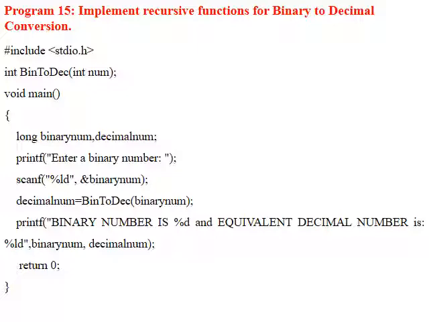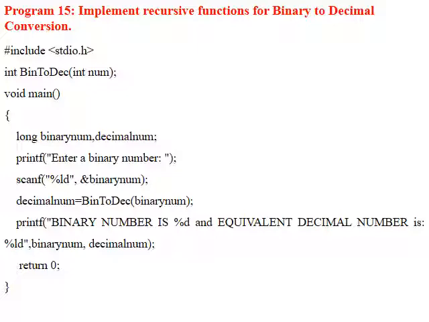We have to read a binary number, then convert it into a decimal value using the concept of a recursive function. For example, if we consider the binary value 101, its decimal value is 5. 1001 is 9. 1000 is 8. 0100 is 4.